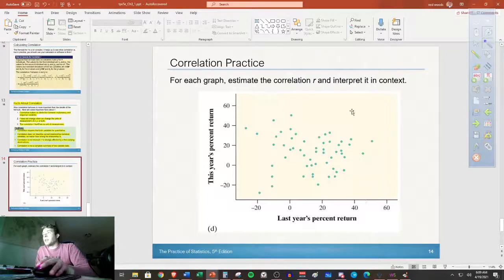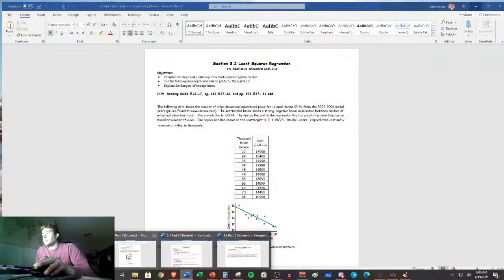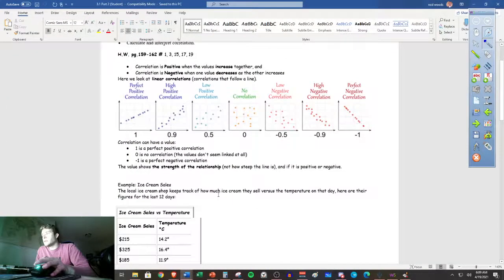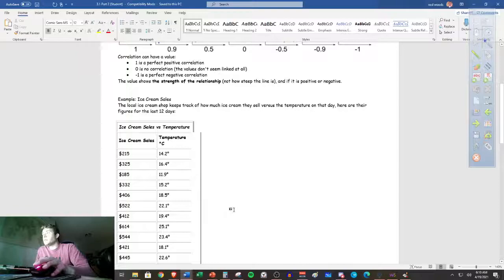All right, so this is saying estimate the correlation. For me, this is like a 0 here. But we're going to go ahead and look at a little example. Let's do this one here. Okay, so we're going to talk a little bit more about correlation.